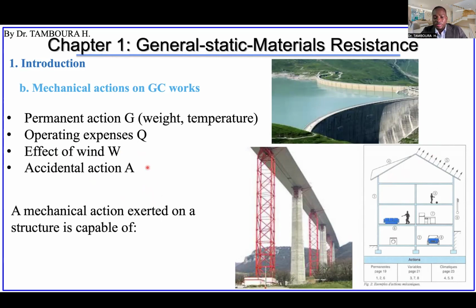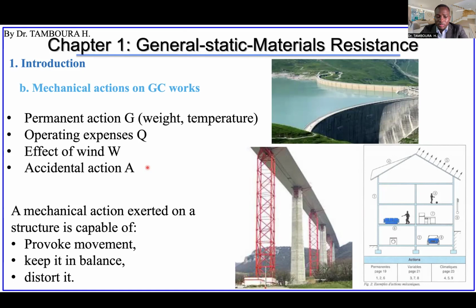So these mechanical actions are sometimes inducing some effect on the structure. Okay, what are the consequences of these actions? They can provoke movement. They can cause movement of some part of the structure. They can also keep it in balance. Yes, indeed, some actions are bringing stability to the structure. But some actions also distort the structure. So these are the main three effects of mechanical actions acting on your structure.